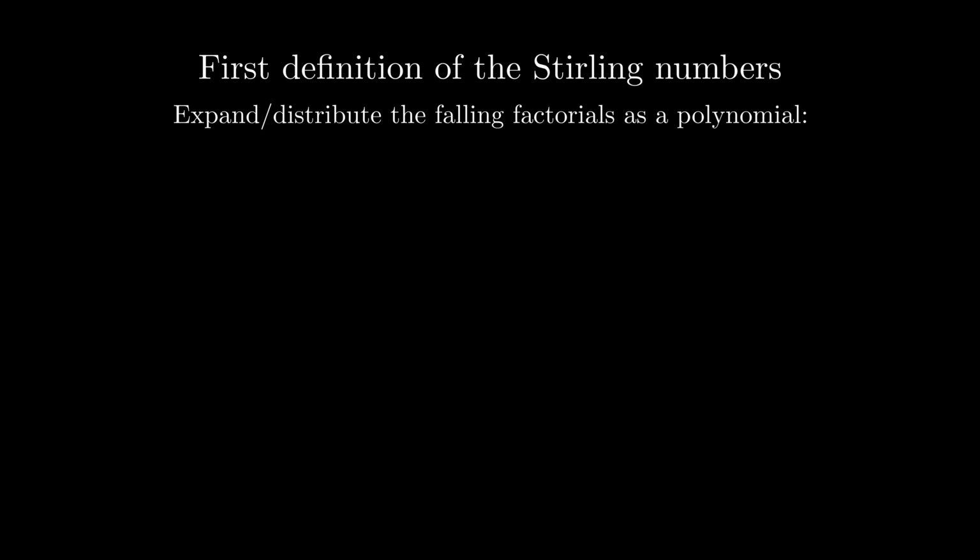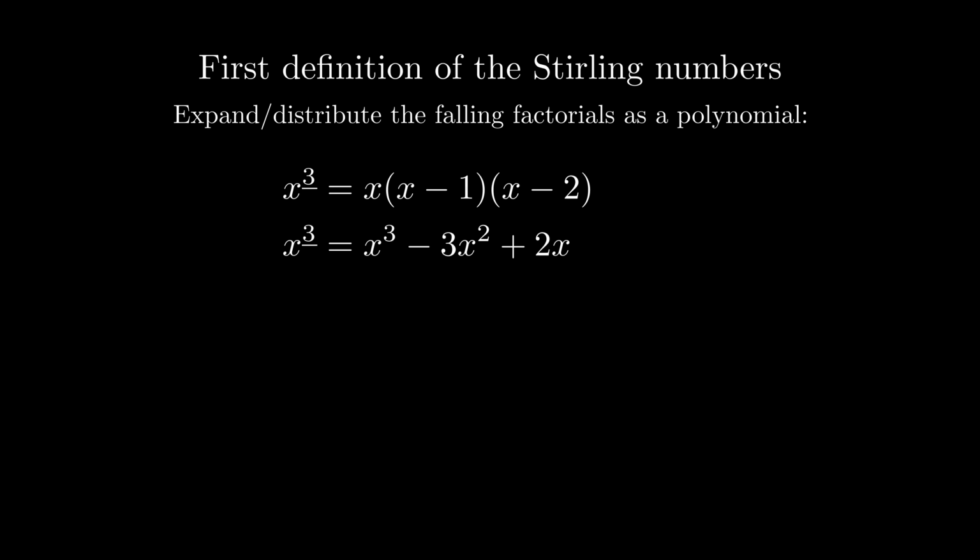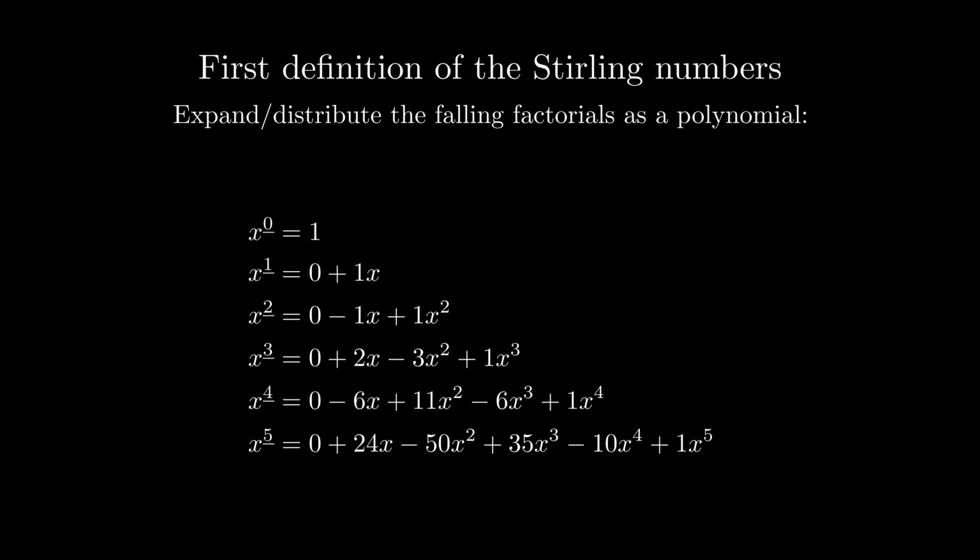We can now define the Stirling numbers. Suppose we took a falling factorial and expanded it out in terms of powers of x. This means that we can convert a falling factorial into a linear combination of powers. If we collect these coefficients, they give us the signed Stirling numbers of the first kind.